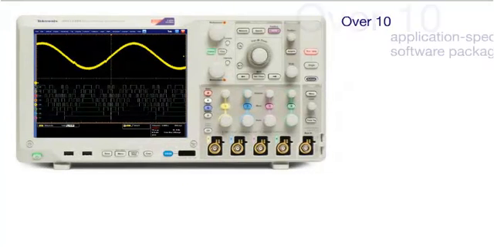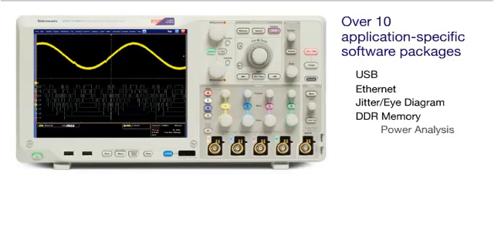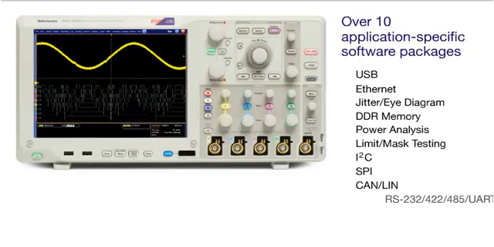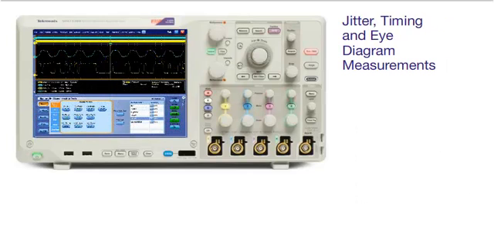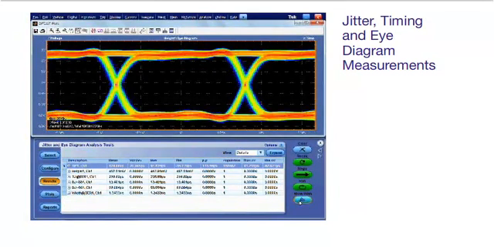With over 10 application-specific software packages available, the MSO DPO5000 series can be transformed into a specialized instrument for fast and easy testing of your different applications. Add a complete suite of analysis tools for insight into jitter and timing, as well as other signal quality issues. The one-touch Jitter Wizard provides fast, simple jitter measurements.